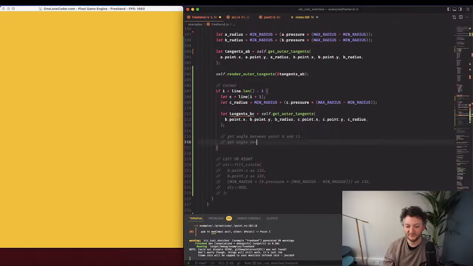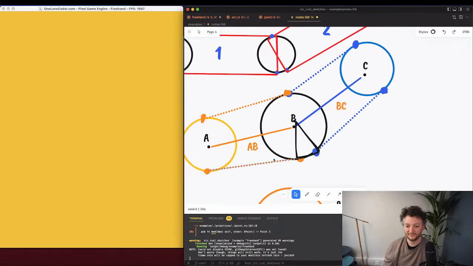Then we want to get the angle between point B and, so tangents AB T1 and tangents BC T0, right? So we want the angle here, right? This is going to be T1 from this, and then this is going to be T0 from the next one, because this is going to be T1 for that.